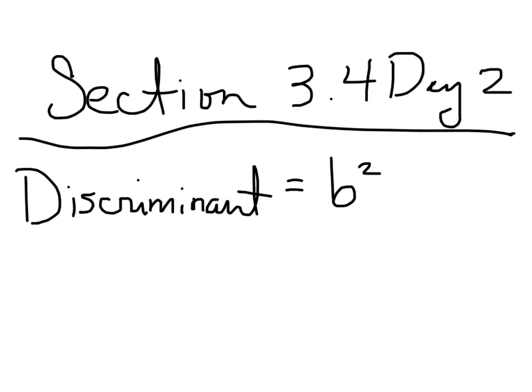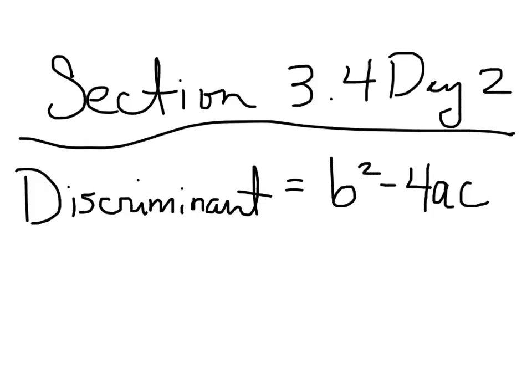B squared minus 4AC. Have you seen that part before? Yes. Where is it? It's inside the square root. Correct. So here's what they're going to ask you to do. They're going to ask you to find the discriminant, which is a number. That number that you get will tell us how many different types of solutions you're going to have.